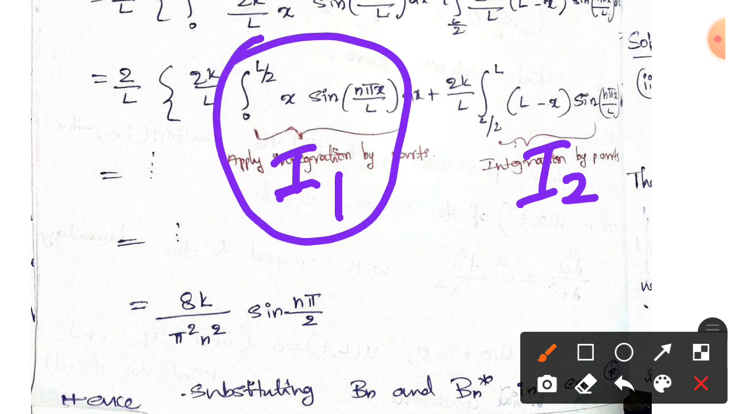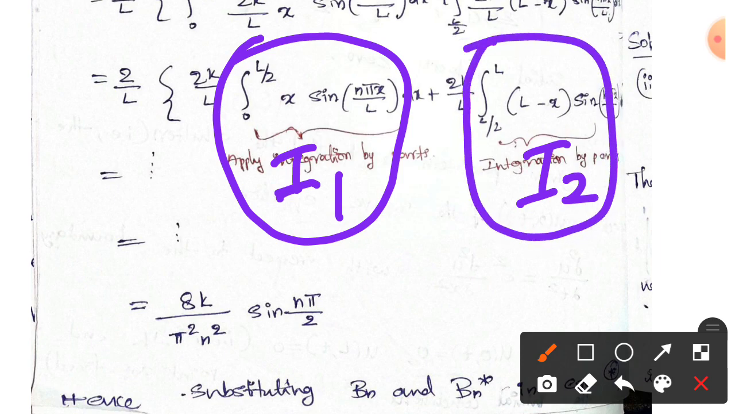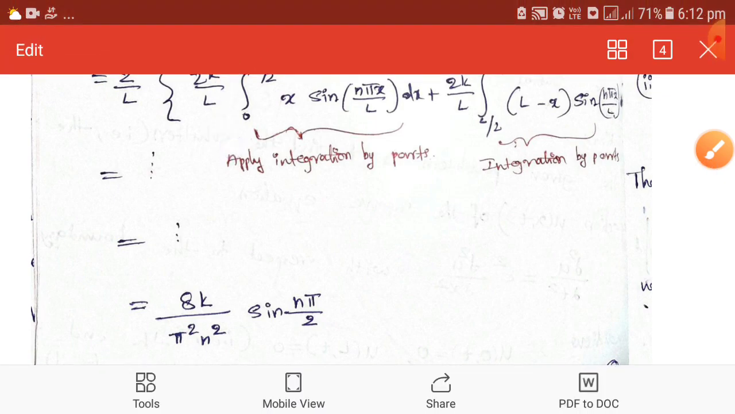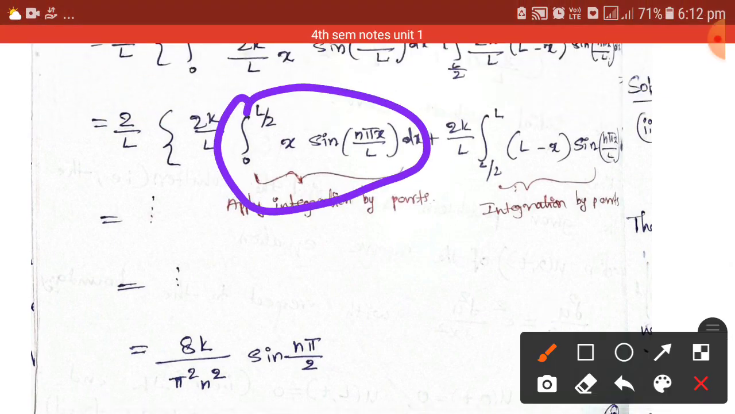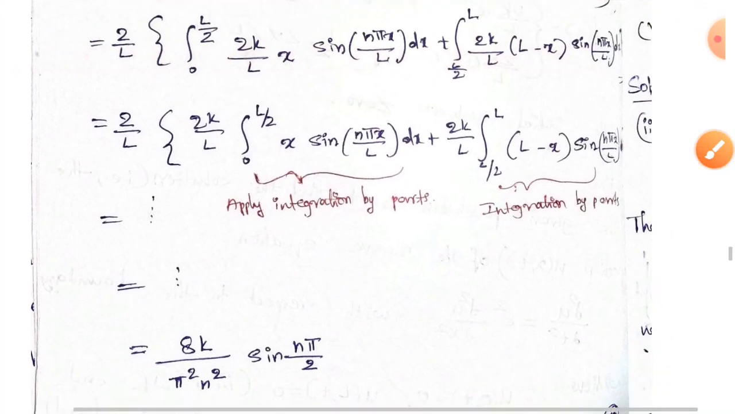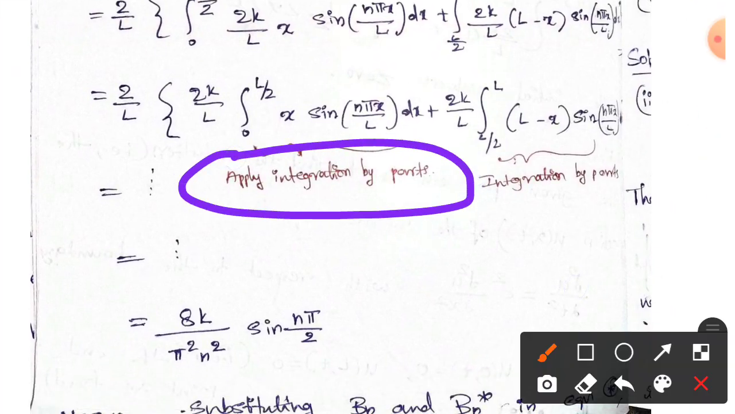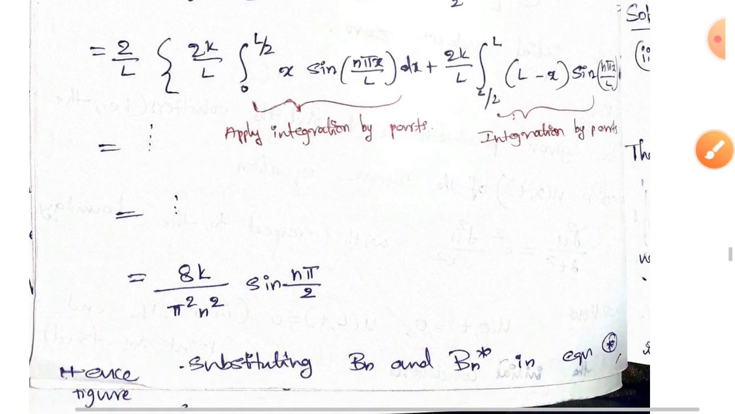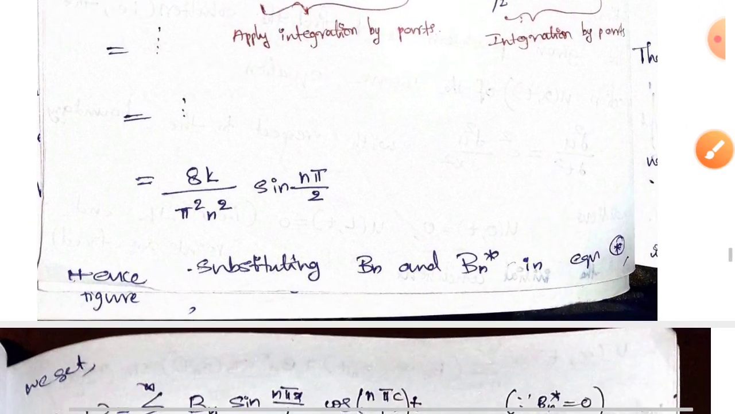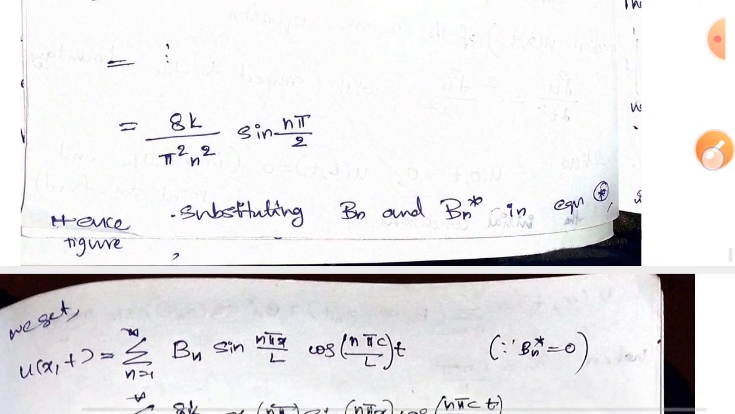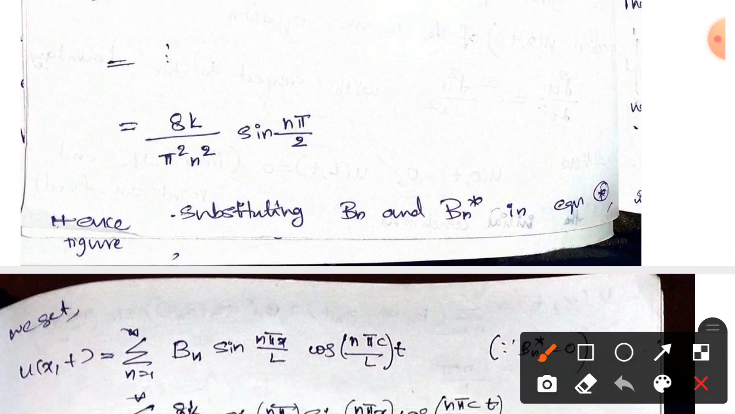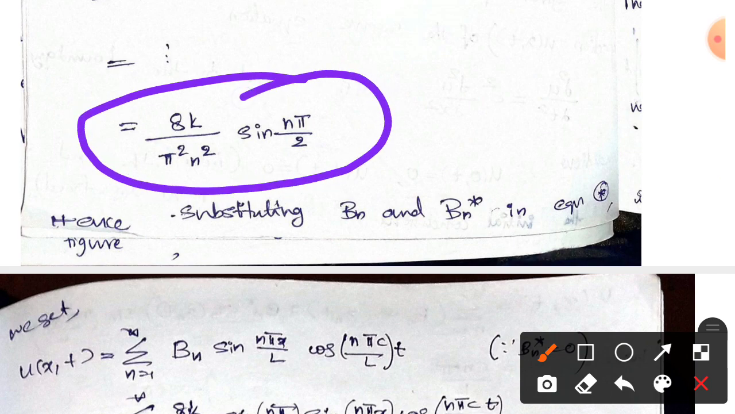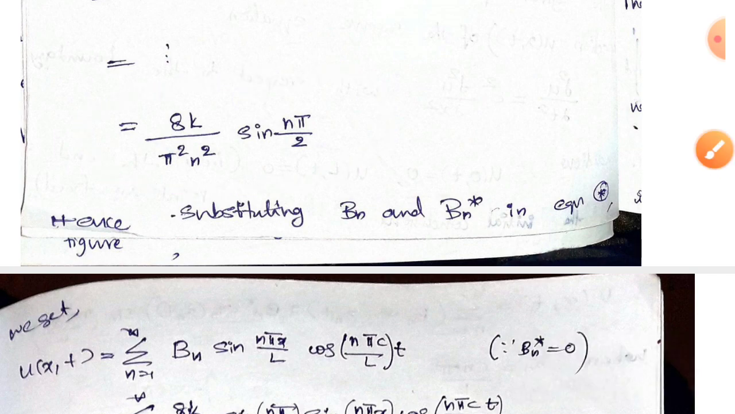Okay, so you can find this one first, I1 first, later you can find I2, then both I1 and I2 you can substitute in this equation. Completing this, applying integration by parts and simplifying, is homework. You know how to do integration by parts, isn't it? The formula I have given, just substitute in that, and if you simplify you will get the answer as 8k by pi square n square into sin n pi by 2.